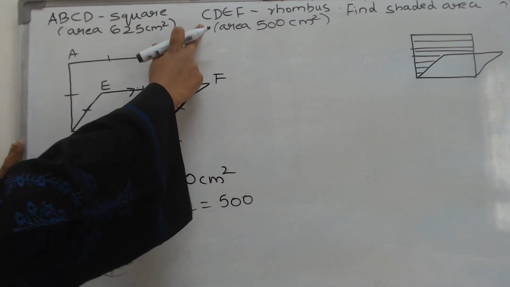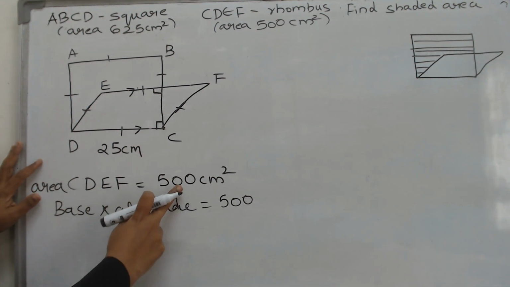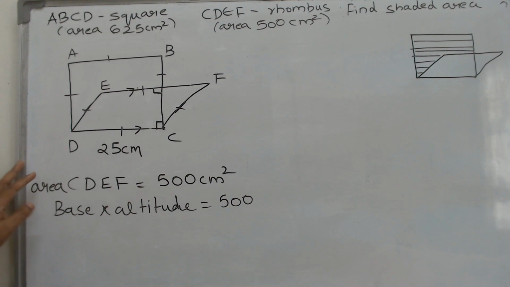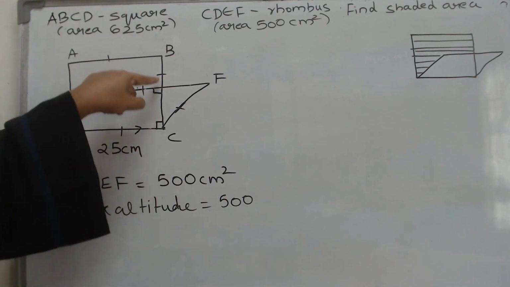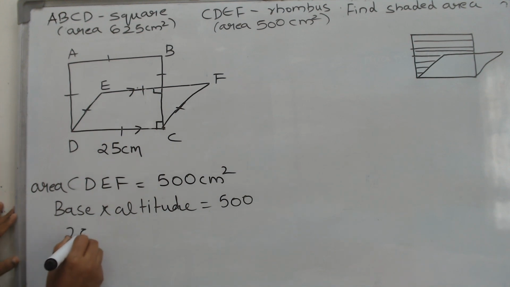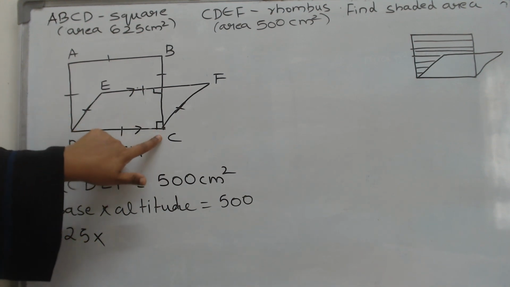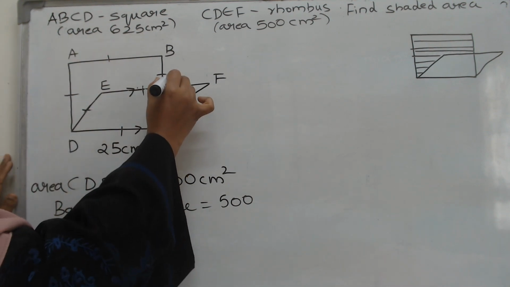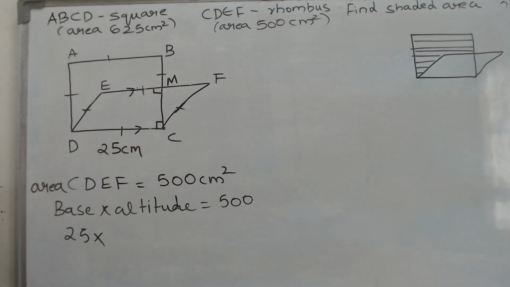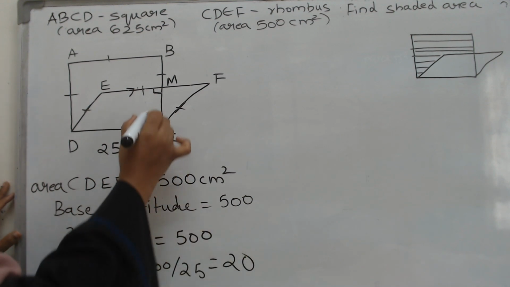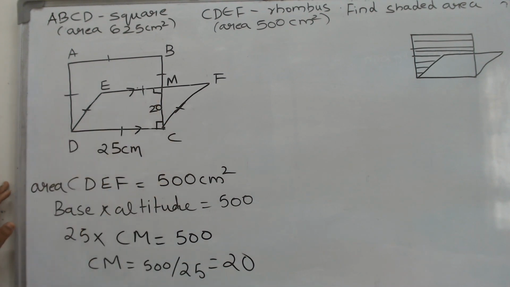Now, the area of this rhombus CDEF is given as 500 centimeters square. But then, what is the area of the rhombus? It is base into altitude. We have the base here, which is 25 centimeter. We don't know what the altitude is. The place where it cuts, let me name it M. So, we don't know what CM is. 20. So, this much here is 20.